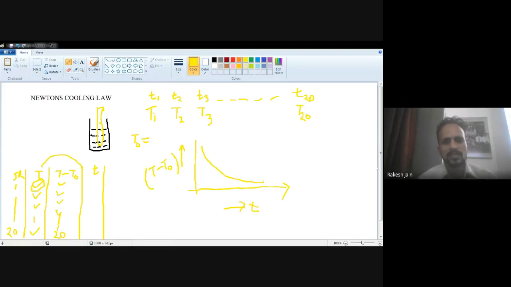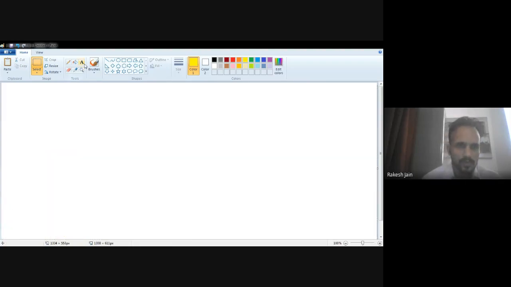So I hope you understand the Stefan Boltzmann law, Newton's law of cooling, and the derivation of Newton's law of cooling from the Stefan Boltzmann law, and you understand the very simple practical, how to perform it and how to find the graph between time and the temperature difference. As time increases, the difference of the temperature decreases. So let me see just one or two objective questions on this.